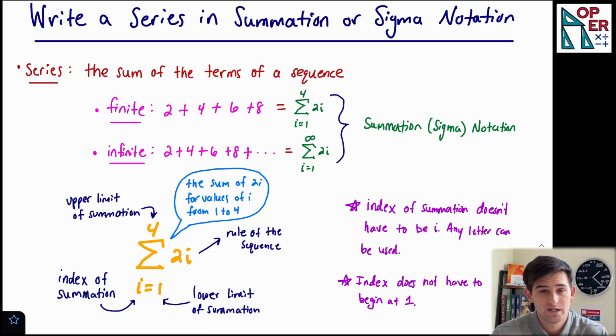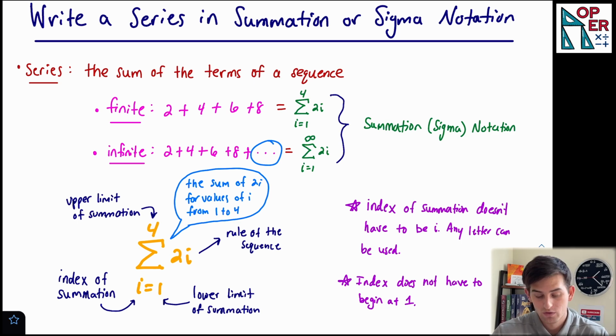So we could have one of two types of series. We could have a finite series or an infinite series. So the difference is we're going to have an ellipsis at the end of our infinite series, meaning that it's going to continue on to infinity. And for finite, we are not going to have the ellipsis at the end. It's just going to end at our last term.